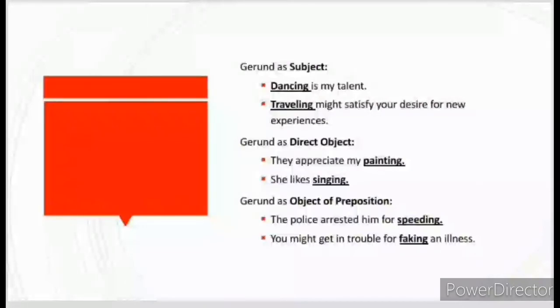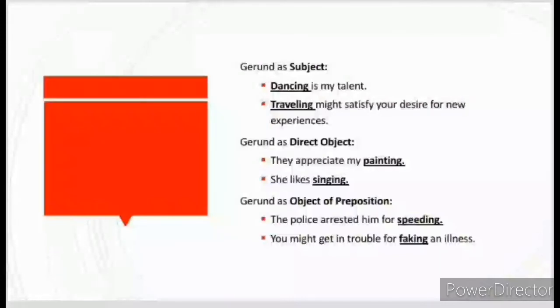The first example is, dancing is my talent. In the underlined words, you can see the word dancing. It serves as the subject or the noun in the sentence. And as you can see, dancing ends with ing. Next example is, traveling might satisfy your desire for new experiences. The word traveling serves as subject and it also ends with ing.